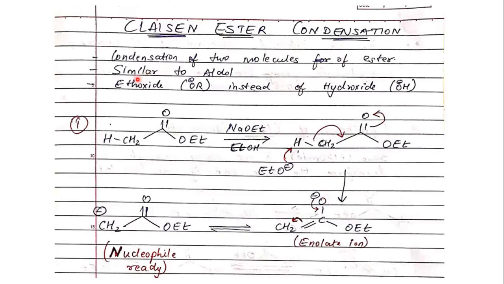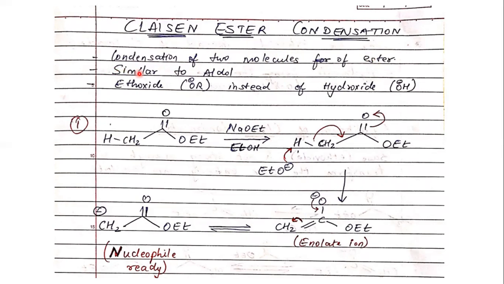So Claisen ester condensation is a condensation of two molecules of ester. Two molecules of ester could be similar, so they could be identical esters, or they could be two different ester molecules, which we'll see. Just like aldol, where you have your basic aldol reaction with two similar molecules of aldehyde reacting, similarly, you have a Claisen ester condensation where two same molecules of ester are reacting to form a product. Just like cross aldol, you also have a cross Claisen condensation where two different structures of ester are condensing to give you the product.